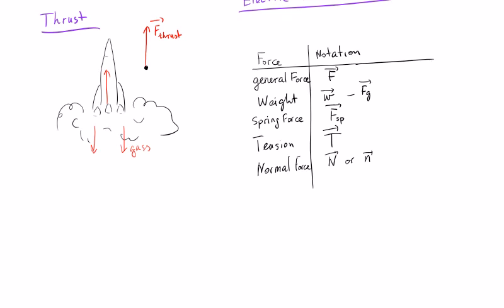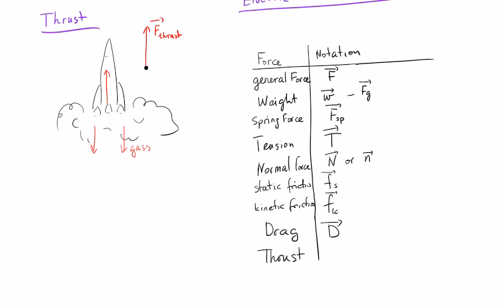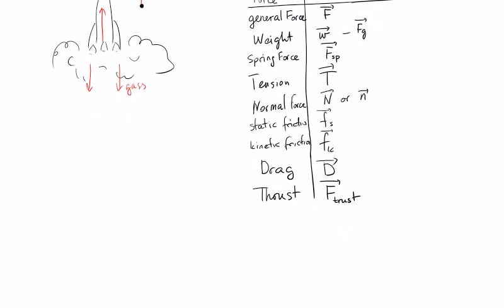Static friction, that is f_s. Kinetic friction, that is f_k, lowercase f, and drag force with a capital letter D, and thrust as F thrust. And finally, remember, when you want to identify a force, you need to identify what is the agent and the object. So for a force, you need an agent and an object to be exerted on.